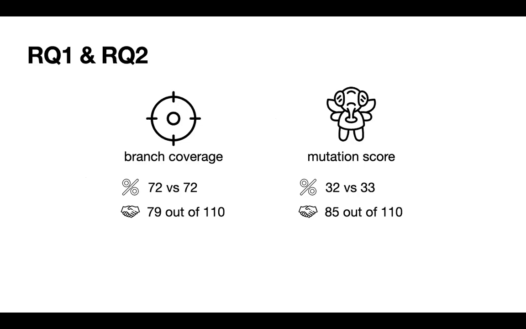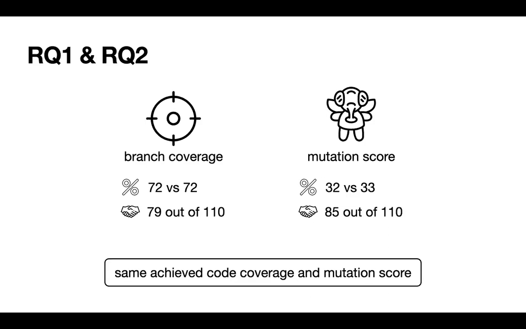In a nutshell, we had very similar performance in terms of code coverage. We achieved the same average coverage over the context of the study, and for a large part of the classes, we had no significant difference in terms of achieved coverage. And the results are very similar when we look at the mutation score. We still have a pretty similar average score, and for a large part of the classes, we don't have any significant difference. So in a nutshell, we can achieve the same code coverage and the same mutation score as the baseline.